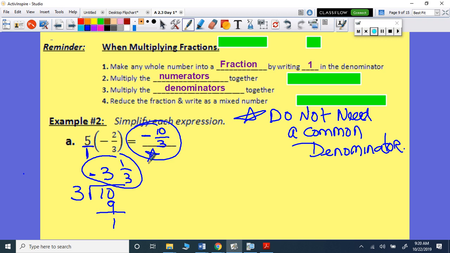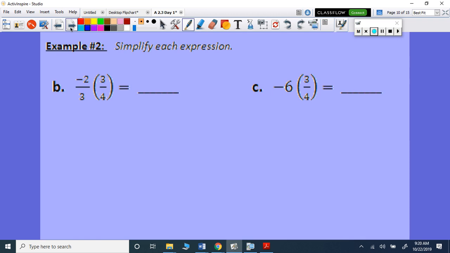Alrighty, let's do another one. I don't need to put a 1 in my denominator here, I just multiply straight across. But is my answer going to be positive or negative, friends? Brennan? Negative, because a negative and a positive is a negative. Multiplying my numerators, 2 times 3, Cora response, everybody. 6, 3 times 4. 12. Okay.